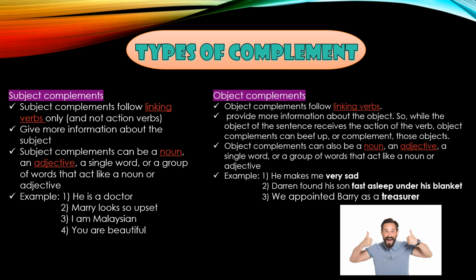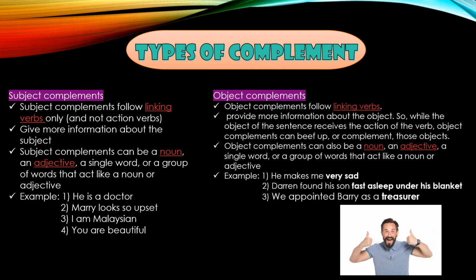Second is Mary looks so upset. Mary is the subject. Looks acts as the linking verb. So upset is the subject complement, and also it is an adjective. Third is I am Malaysian. So I is the subject, am is the linking verb, and Malaysian is the noun, and it gives more information about the subject, which is I. Finally, you are beautiful. You is the subject, are is the linking verb, and beautiful is the subject complement, and it acts as an adjective.